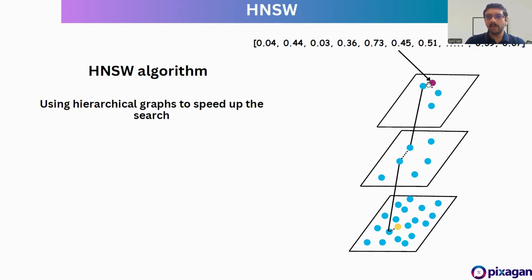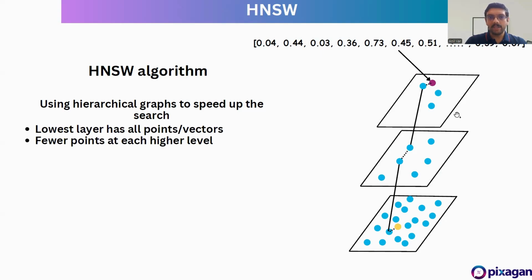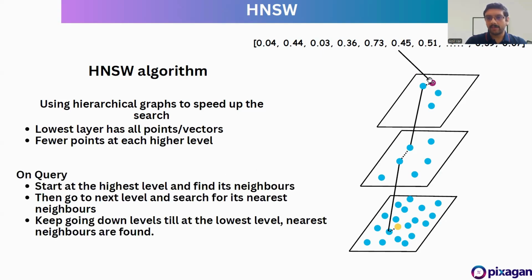So at the highest level, it's got only a few of those points. When you query it, at each level you have fewer points. When you're given the initial vectors, it's creating this structure. Once it creates the structure, when you query it, it starts at the highest level. There are very few vectors for it to search through, so it quickly gets to its nearest neighbor.